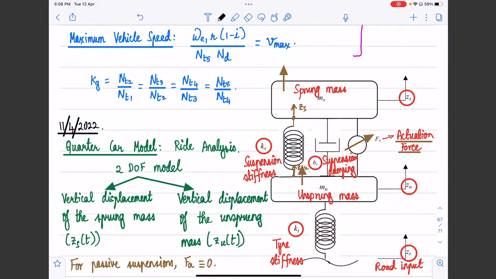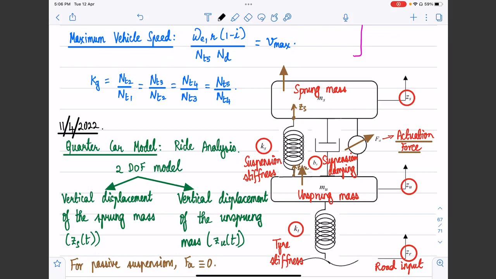Good question. In today's class, if we consider the unsprung mass, we will get a 4 degree of freedom model: the heave motion of the sprung mass, the pitch motion of the sprung mass, and the heave motion of the two unsprung masses, the front and the rear. So that will make it 4.